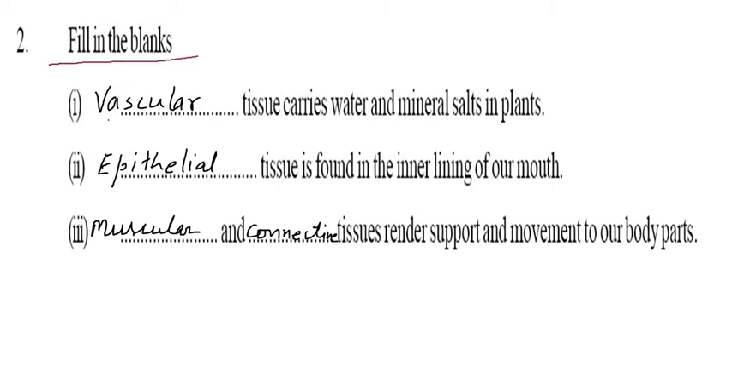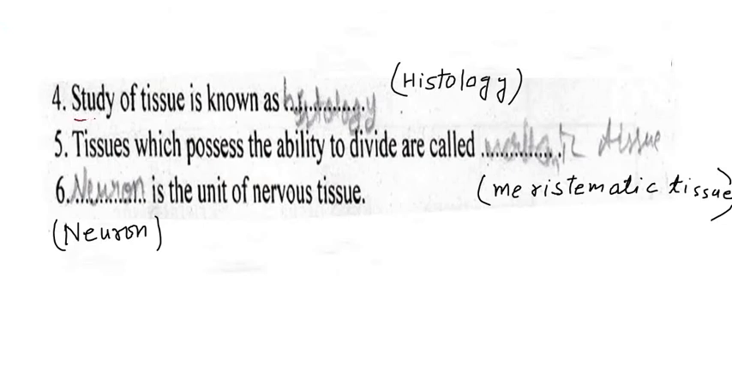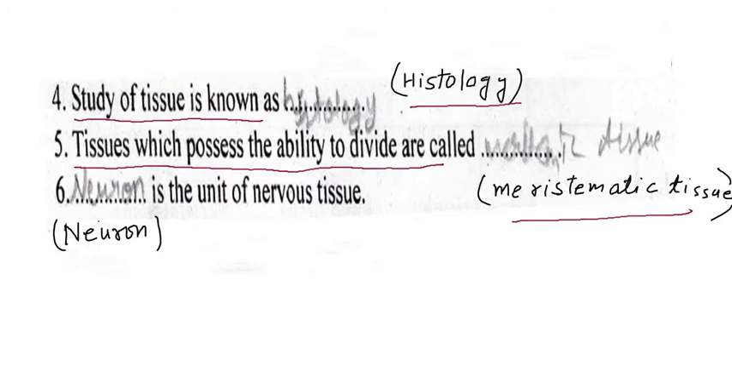Fill in the blanks. Vascular tissue carries water and mineral salts in plants, and epithelial tissue is found in the inner lining of the food pipe and our mouth. Now, muscular and connective tissue render support and movement to our body parts. Study of tissue is known as histology. Now, tissue which possesses the ability to divide is called meristematic tissue, and the neuron is the unit of nervous tissue.